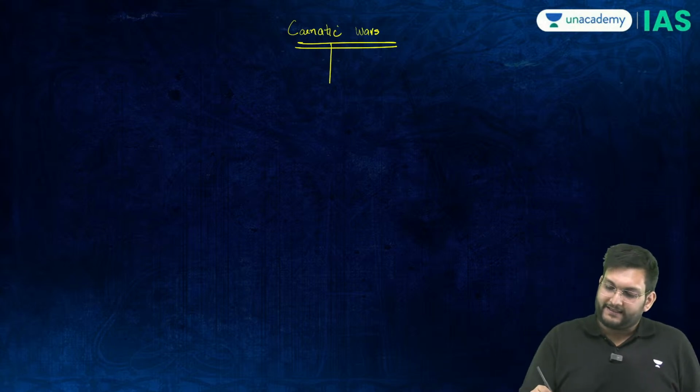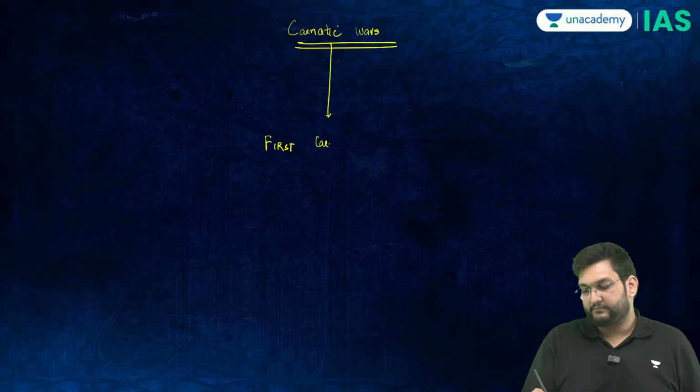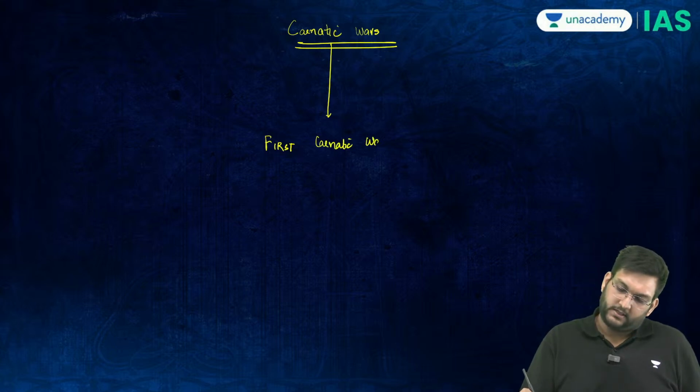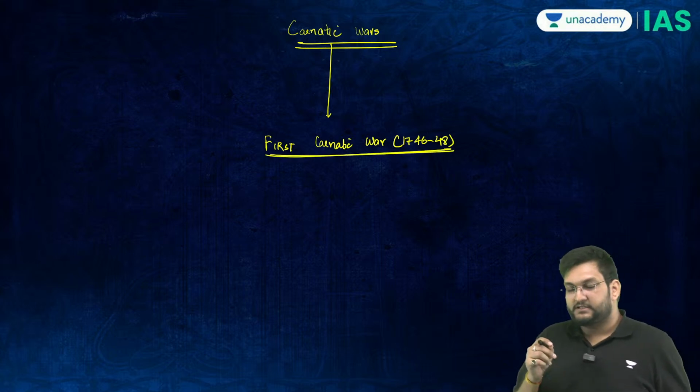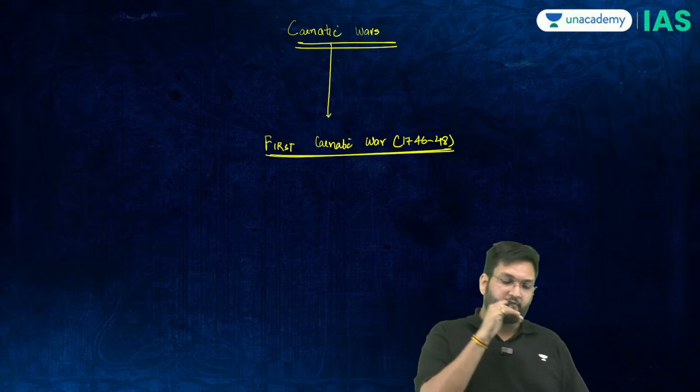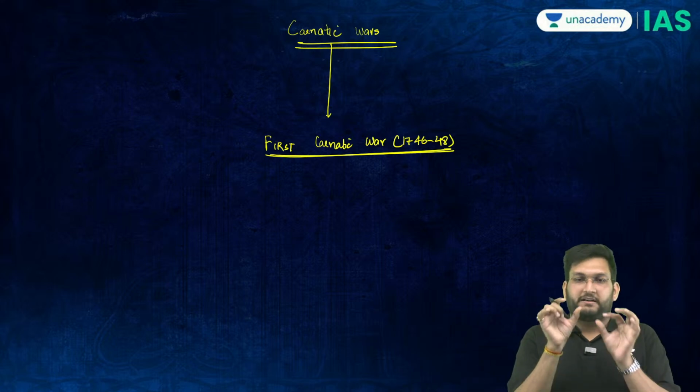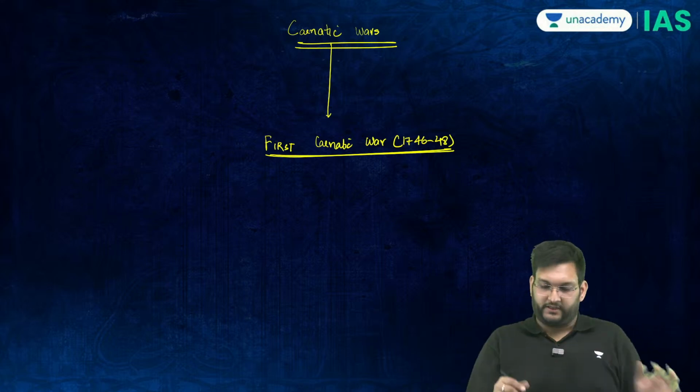Now, in the Carnatic War, we start our discussion with regards to the first Carnatic War. Time period is 1746 and 48. Though in some places you will also see the date 1740 to 48, the war happens between 46 to 48. You will find this also.